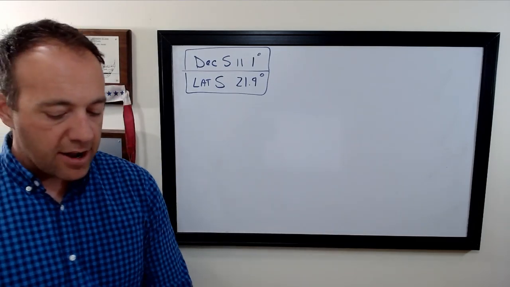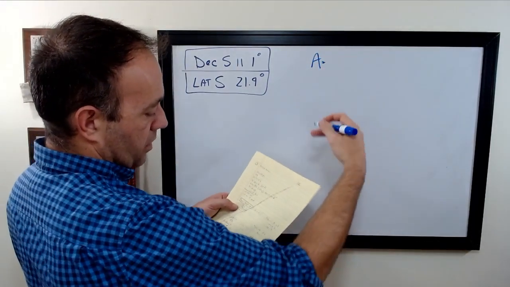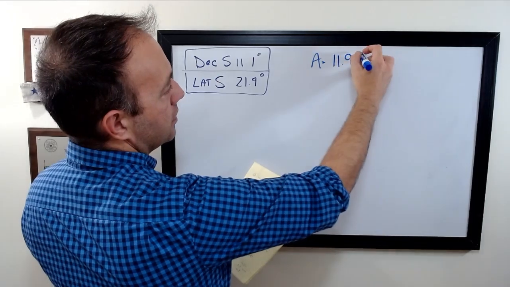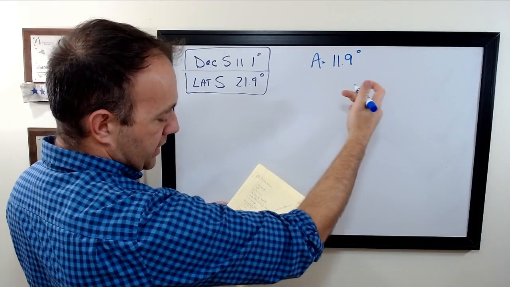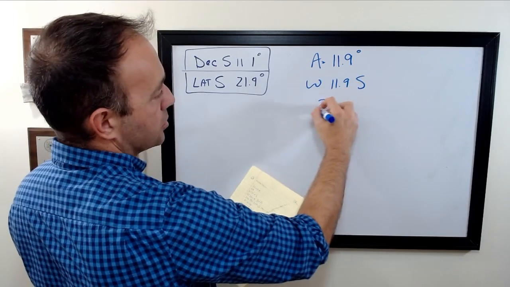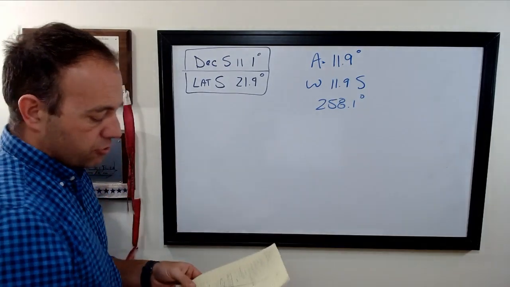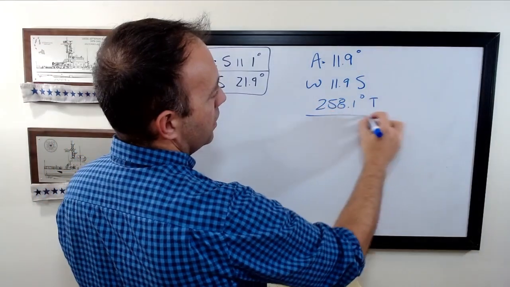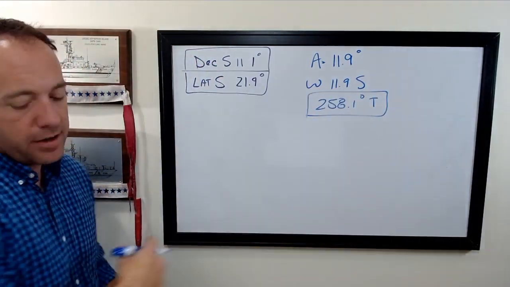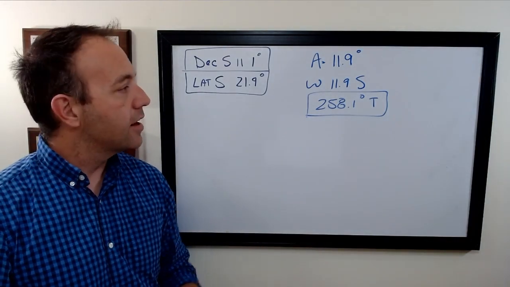And what if we say our amplitude comes out to be 11.9 degrees, and then we turn that into west 11.9, south, and therefore 258.1 degrees true. So these are all the steps that we've done in a previous problem. We've done two of them so far tonight, so I won't waste your time on that.